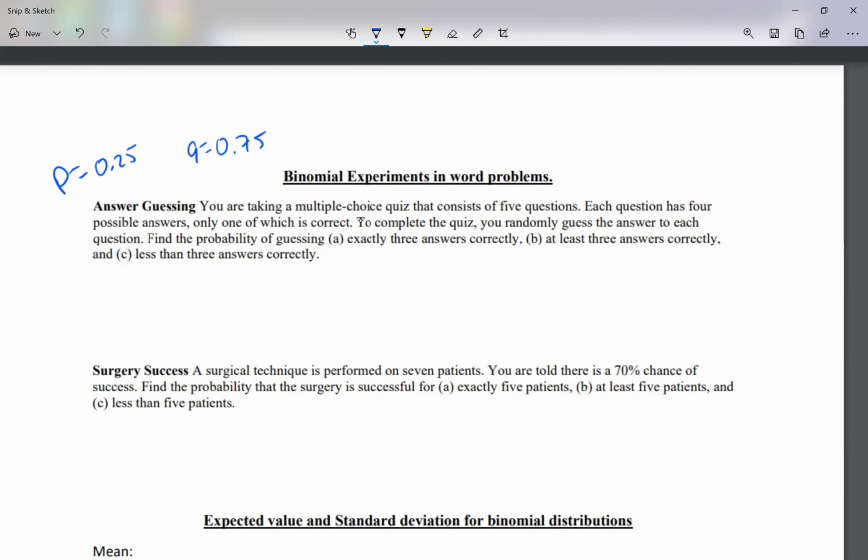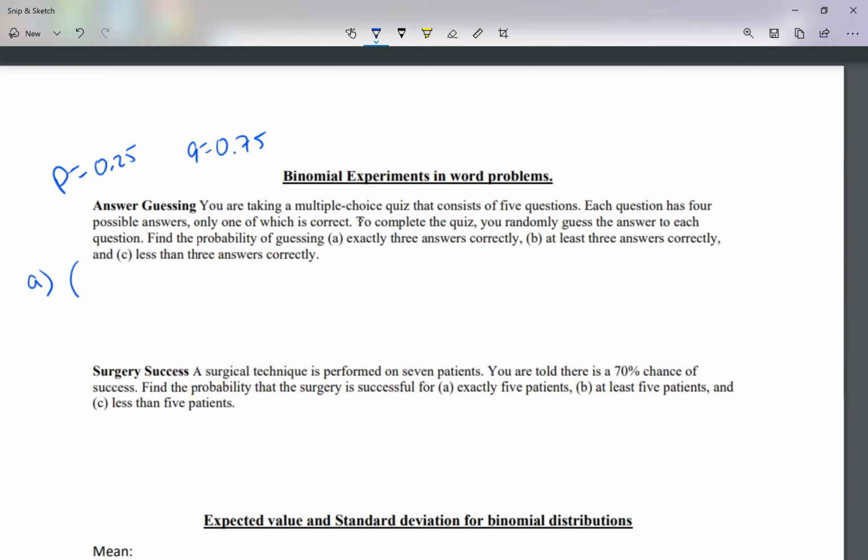To complete the quiz, you randomly guess the answer to each question. Find the probability of guessing part A, exactly 3 answers correctly. Part B, at least 3 answers correctly. And part C, less than 3 answers correctly. Okay, so this is what we're going to do. There's 3 questions. I'm going to look at question A. It says exactly 3 answers correctly. So this is asking us to remember 5 choose 3. There's 5 questions and I want 3 of them correctly.